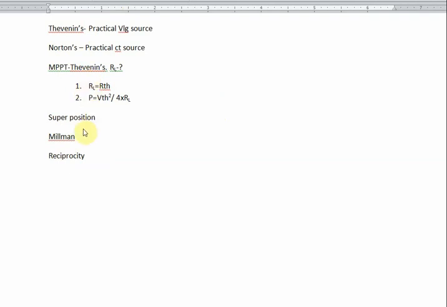The procedure is common for AC circuits or DC circuits. That procedure is common, and you want to understand it clearly. First one, what is Thevenin's theorem?